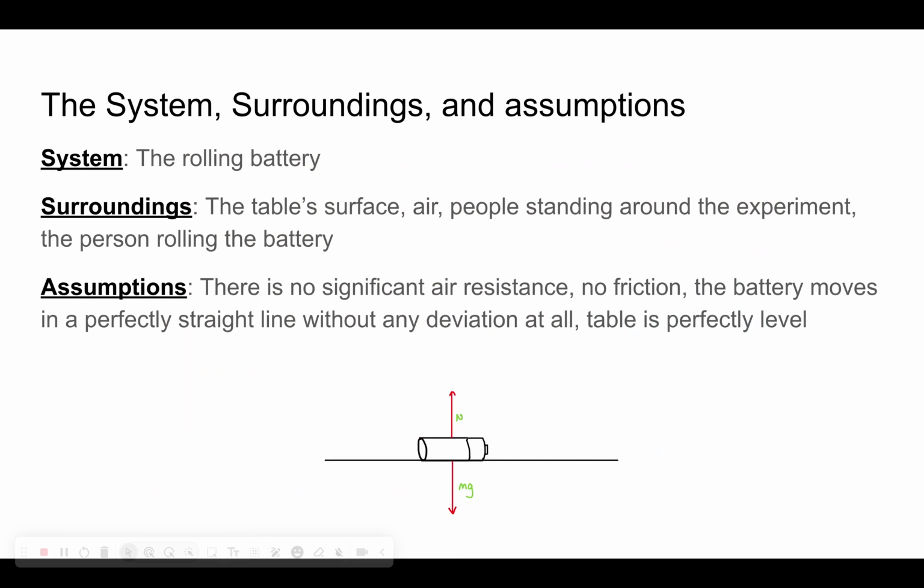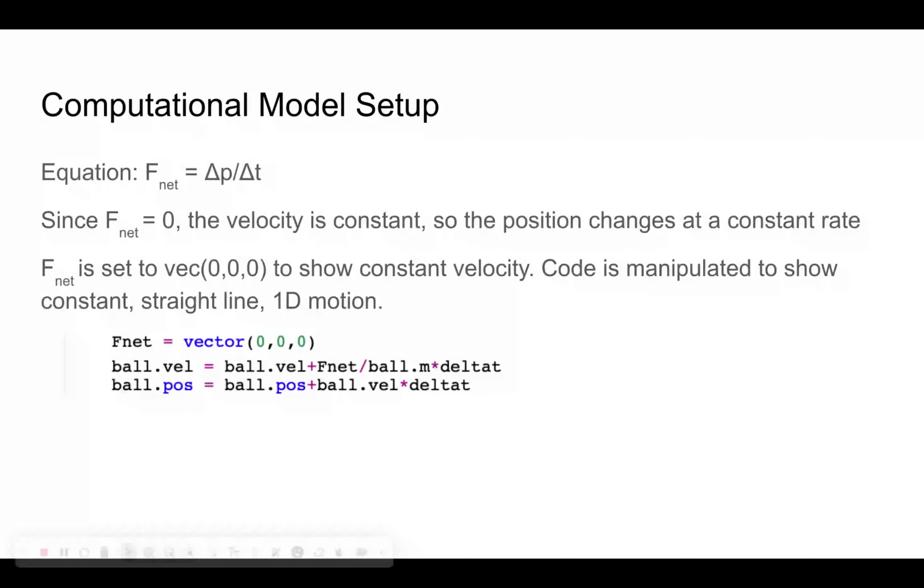So our system, surroundings, and assumptions. Our system was a rolling battery. Our surroundings included the table surface, air, like air resistance, people standing around the experiment, potentially causing vibrations and whatnot to the experiment, and the person actually rolling the battery. And our assumptions include negligible air resistance, there not being friction, the battery moving in a perfectly straight line without any deviation from the x-axis, and the fact that the table is perfectly level. These are assumptions that we're making.